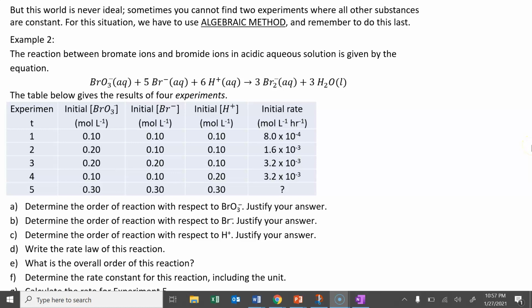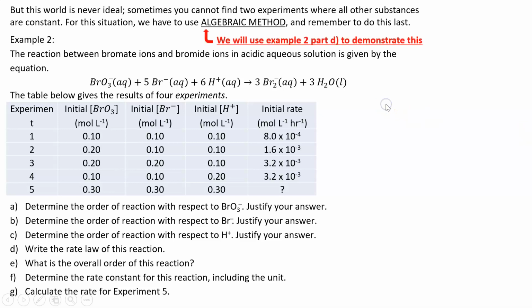All right, so in the real world, it's never quite ideal. Sometimes you can't find two experiments where all of the substances are constant. In that type of situation, you have to use an algebraic method, and remember to do that last. Okay, we're going to do an example, and although it's not absolutely necessary in this case, we're going to do that in part D.